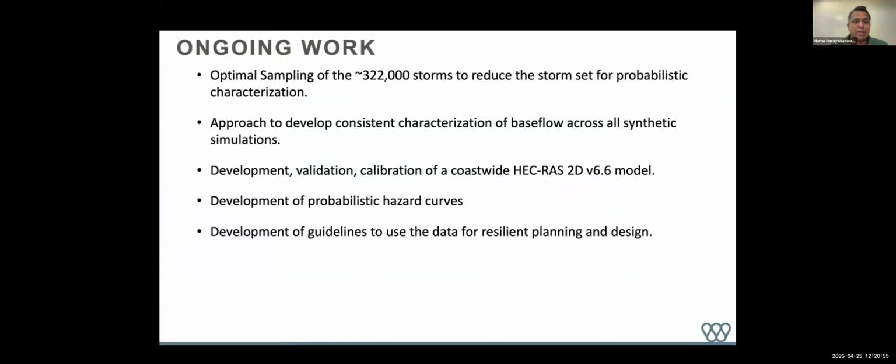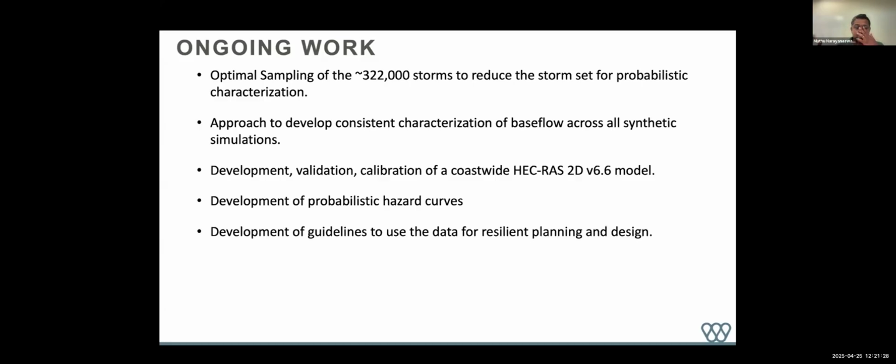So what are we doing currently? As I mentioned, we've expanded and incorporated a fully developed and validated HEC-RAS 6.6 2D model for all of coastal Louisiana. And we could run 300,000 storms for the Amite River Basin, but given that now we're going to be assessing the entire coastline, we're optimizing that set down based on runoff to see if we can get away with a smaller storm set for the TCs.